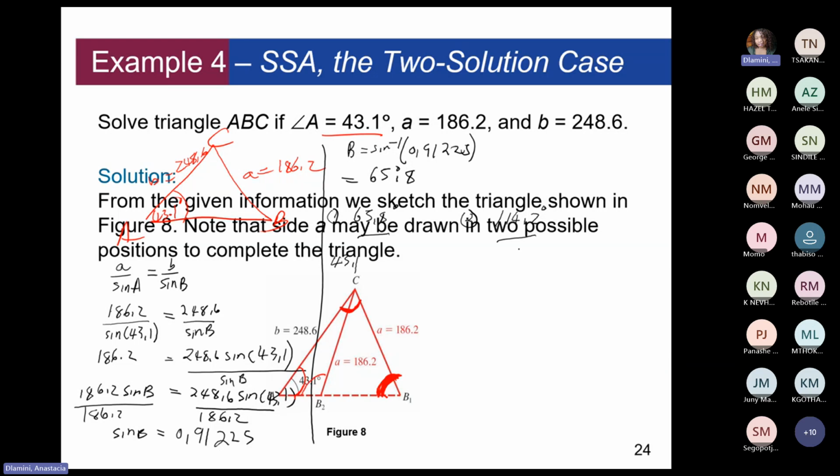And then this one, you can see it's an acute angle. Let me choose a different color. It's an obtuse angle, which is B2, this part. So let's continue.